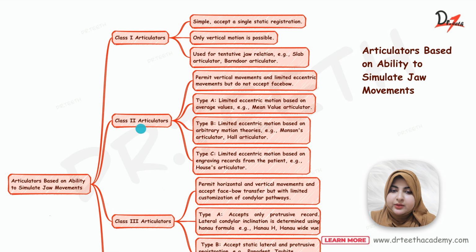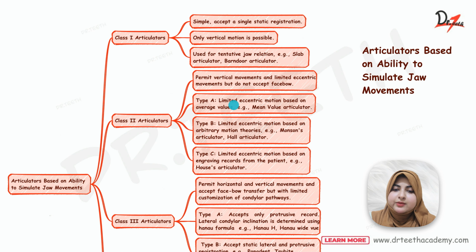Now class 2 articulator, these permit vertical movement and limited eccentric movement but do not accept face bow. So remember, they allow vertical movement, limited eccentric movement also, but face bow is not accepted here. It is of three types, A, B and C. Now A type, I'm sure everyone listening to this video must have used it because it is a mean value articulator. So example of type 2A is a mean value articulator. This is a very important viva question that you should know.